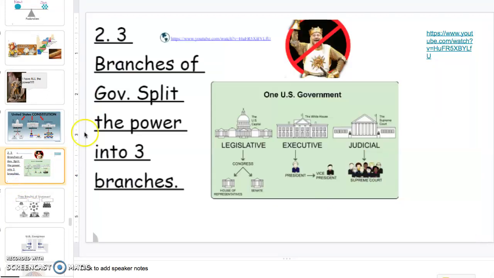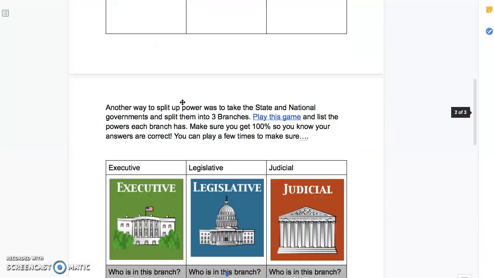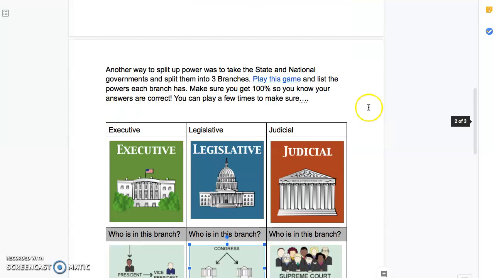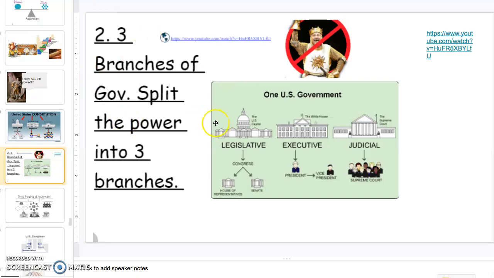Let's write down what the three branches are, though. Let's add that here. Let's add a definition, because that's fun. We like defining things. Okay, so three branches. Branches of government. So you're going to type in the definition. I'll go back to that slide so that you have it. Perfect. Go back to the slide. Pause it so you can write it down.